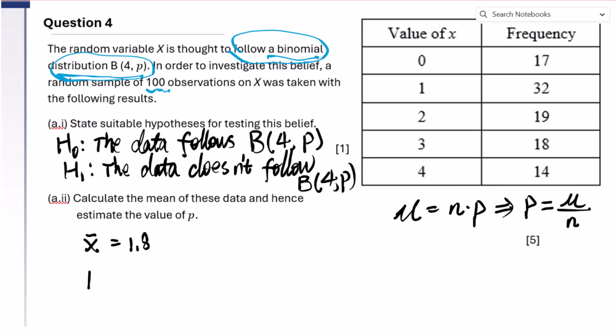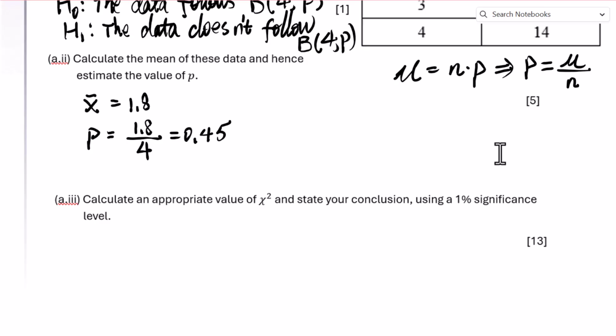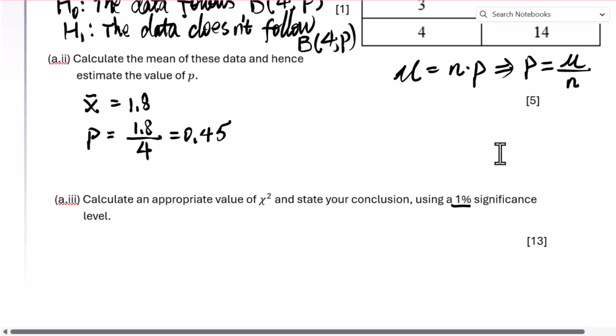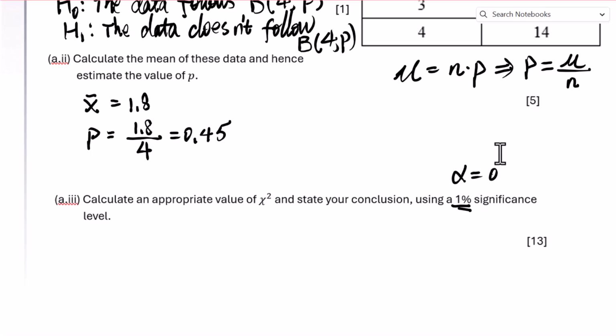X bar equals 1.8. P equals 1.8 over 4, where 4 is n, equals 0.45. Calculate an appropriate value of chi-square and state your conclusion using 1% significance level. So alpha equals 0.01. First of all, we need to figure out expected frequency.